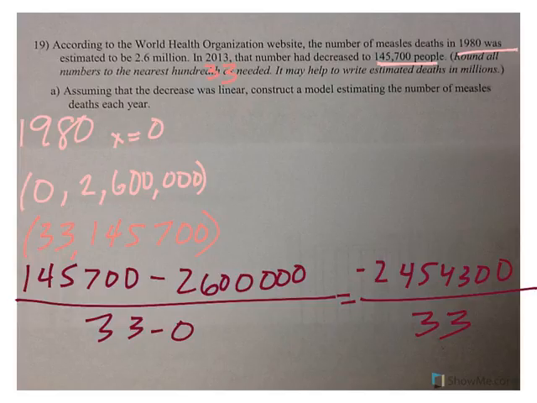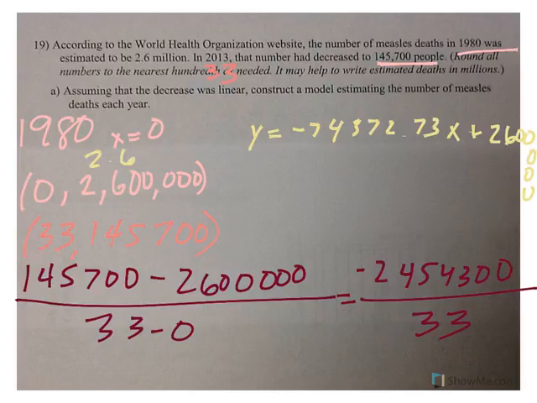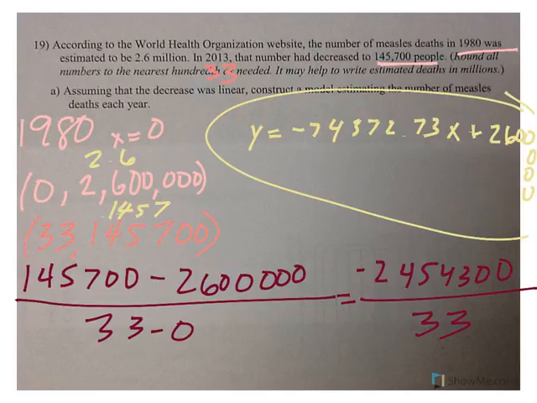So our model, we're going to go ahead and write this as a decimal. We've got y equals negative 74,372.73x, and then my y-intercept, which is plus, I need all my zeros because I'm in standard form. And at this point, you're thinking, wow, that's really big. And it is. Now, we could have done this in terms of millions: this is 2.6 million, this is 0.1457 million. But I know how people like to do that, so standard form is fine. So we have ourselves a number here.